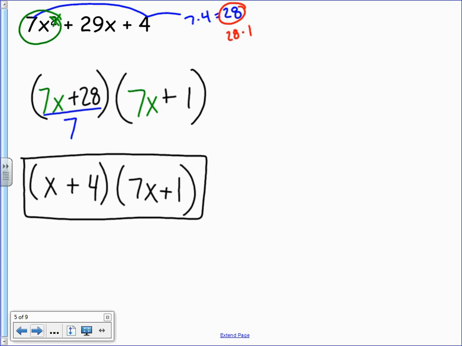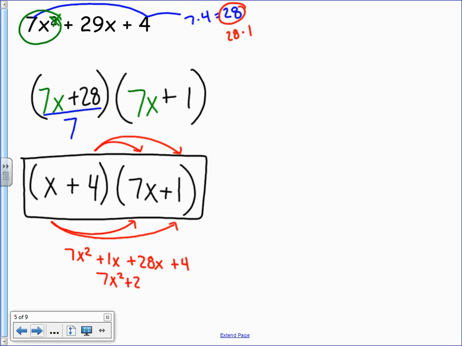If you want to check to make sure that your factoring is right, you could just redistribute. Do x times 7x to get 7x squared. X times 1 to get plus 1x. 4 times 7x for plus 28x. And 4 times 1 for plus 4. Combining like terms, I get 7x squared plus 29x plus 4, which is the original problem I worked. You don't have to do that check step. It's just good if you're ever wondering if you picked the right numbers or if you picked the right signs.